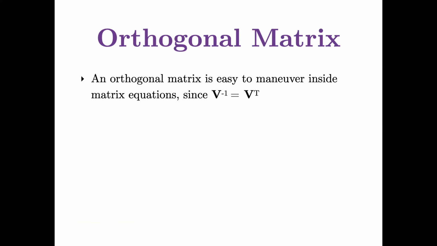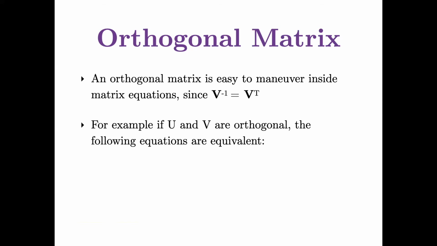This also makes an orthogonal matrix easy to maneuver inside of matrix equations because the inverse is the transpose. So, for example, we can just mess around with a little algebra here. If U and V are both orthogonal, then the following equations are equivalent. Here I have X times V is equal to U times D. Now, this is an equation that you don't probably know where I came up with it at this point, and that's okay. I'm only showing you that algebraically, I can multiply both sides of this equation on the right by V transpose. And then I would have V V transpose on the left, which is equal to the identity. And the identity times X is just X. So I'm left with U D V transpose on the right.